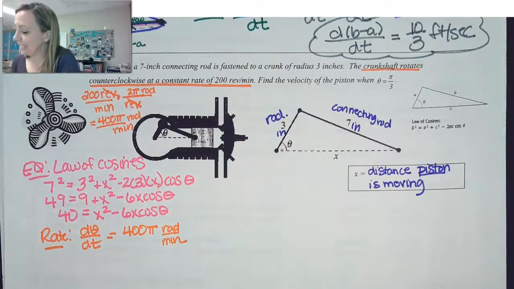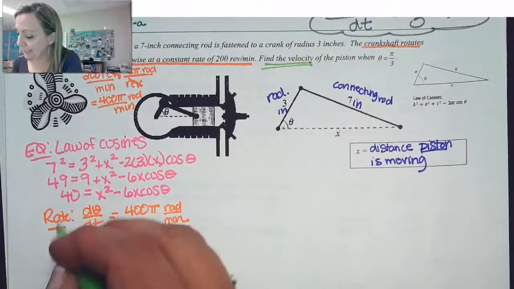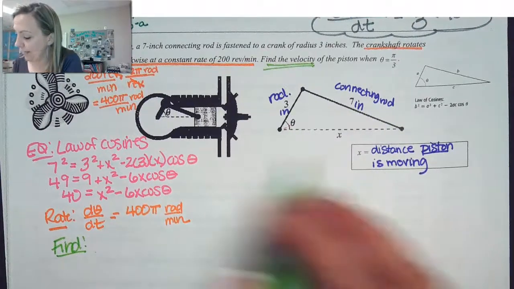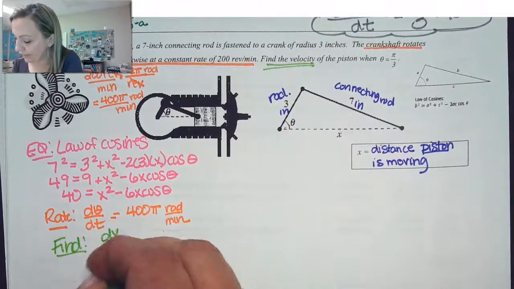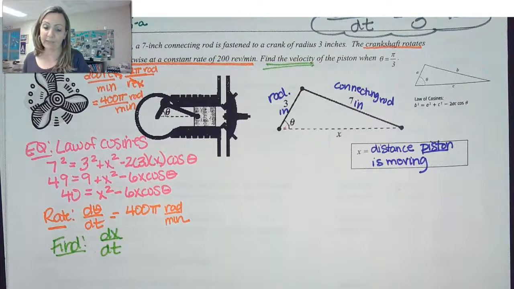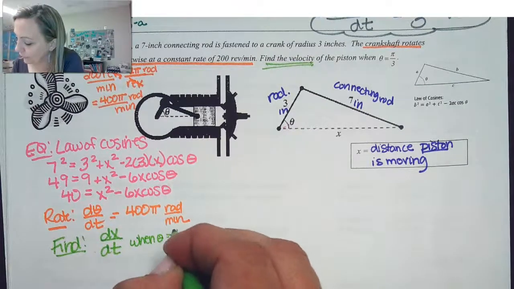And again, they're asking for the velocity. Remember that the velocity is the derivative of our distance, and so that means that we're going to want dx/dt. That was the distance the piston was moving, and they want the velocity of the piston. In particular, they want this velocity when theta equals pi thirds.